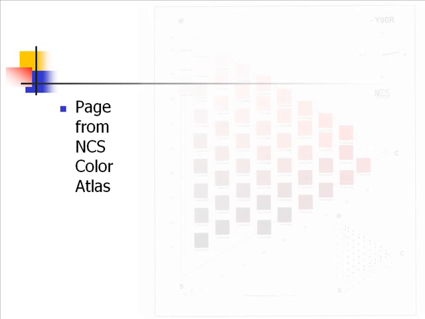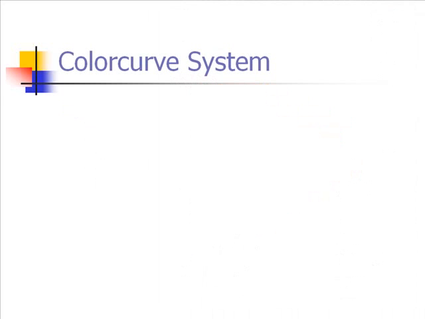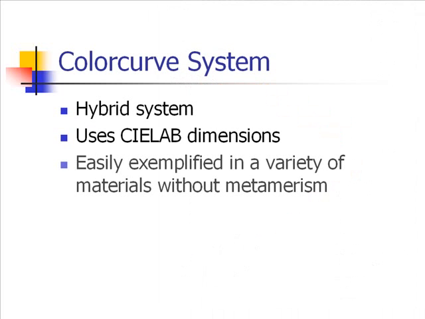There's also a system called the ColorCurve system, kind of a hybrid system. It uses CIELAB dimensions, and we haven't talked about CIELAB. That's coming in the next section. That's where we get all our numbers. We did our little calculation there. That's the basis for the CIELAB calculations and the CIELAB system. Easily exemplified in a variety of materials without metamerism, claimed by the manufacturer. This is a private system. There's a company called ColorCurve that puts out these things. And if you look on the internet, there are companies that put out a lot of these.